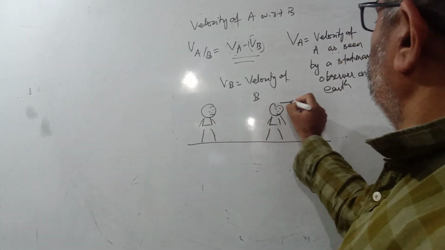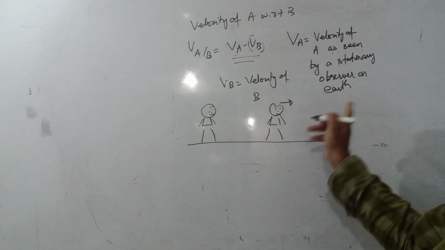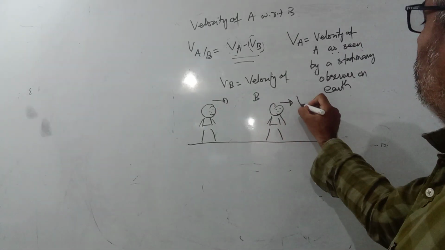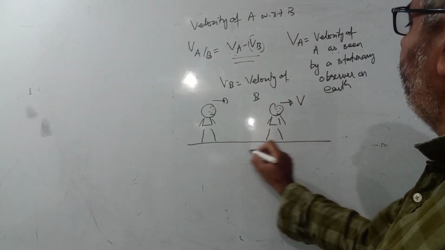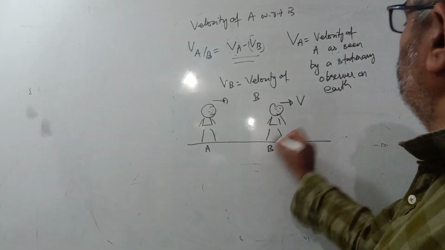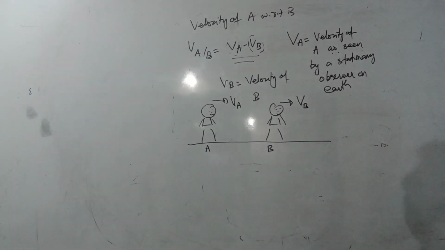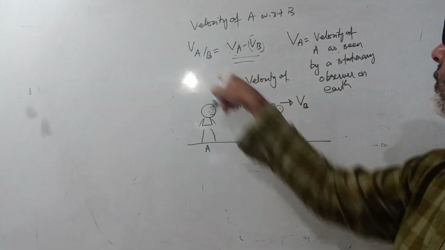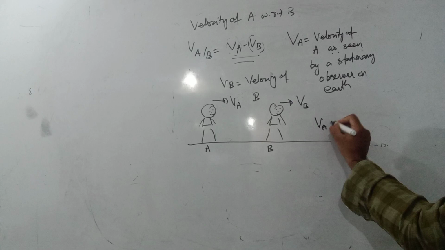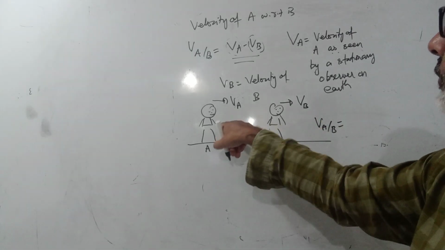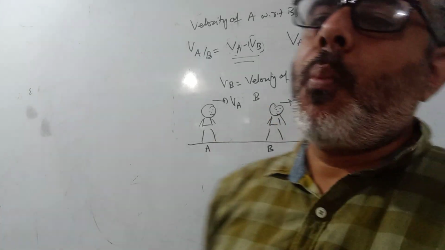And let us say this boy is moving in this direction. Let us say this is boy A and this is boy B. So velocity of B and velocity of A. The question is, what is the velocity of A with respect to B? So velocity of A with respect to B, the velocity of this boy with respect to B.